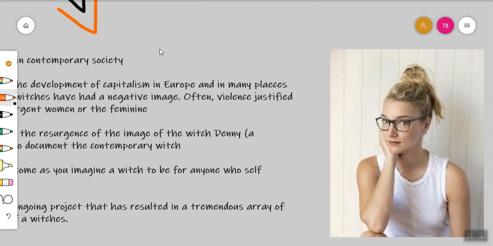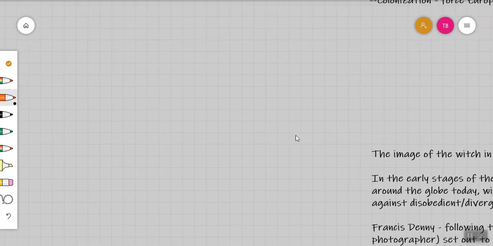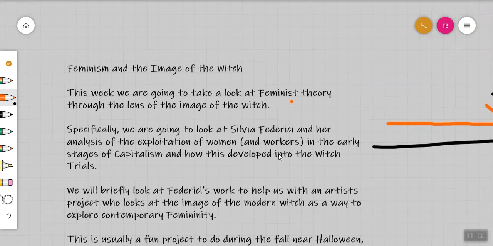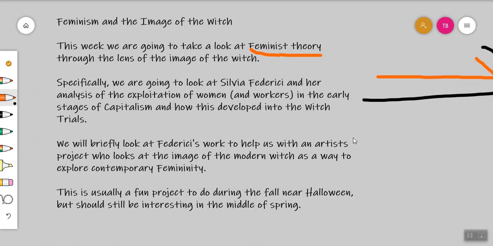Okay, so today, like I said, taking a brief look at feminist theory in order for us to go a little bit deeper into the works of Silvia Federici. Essentially, what Federici does, and I'll go into more detail in a little bit, is analyze the exploitation of women and workers in the early stages of capitalism. We'll see what that means.